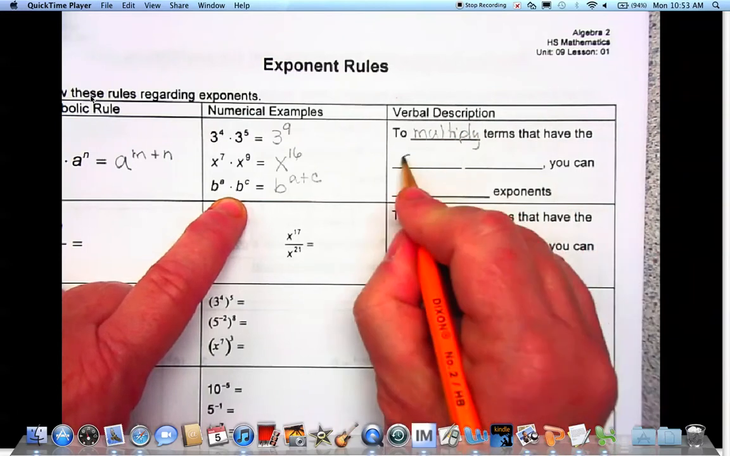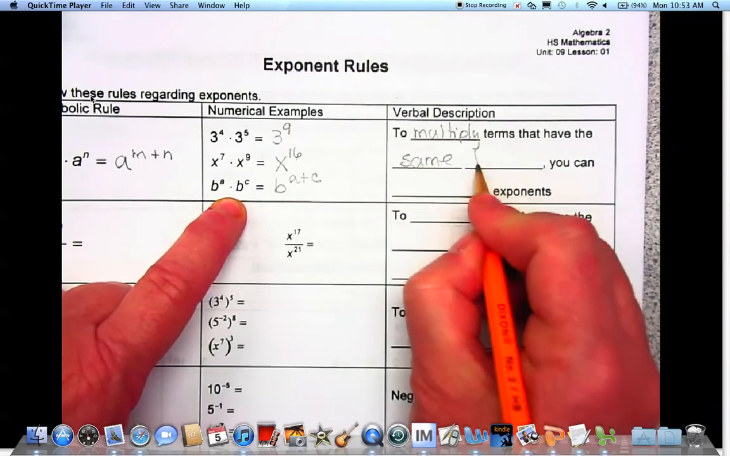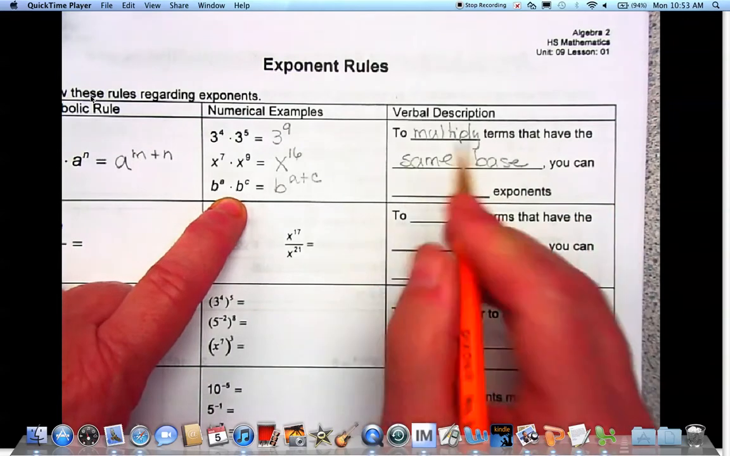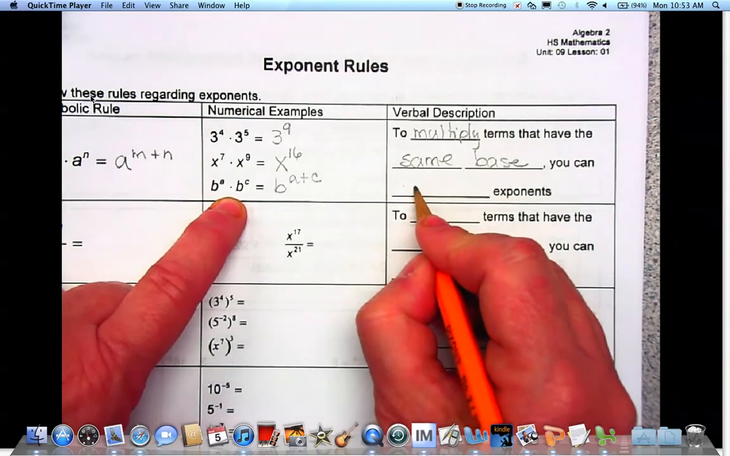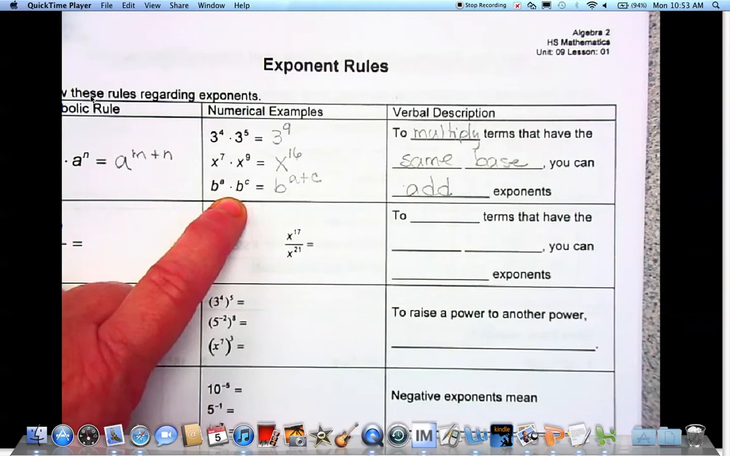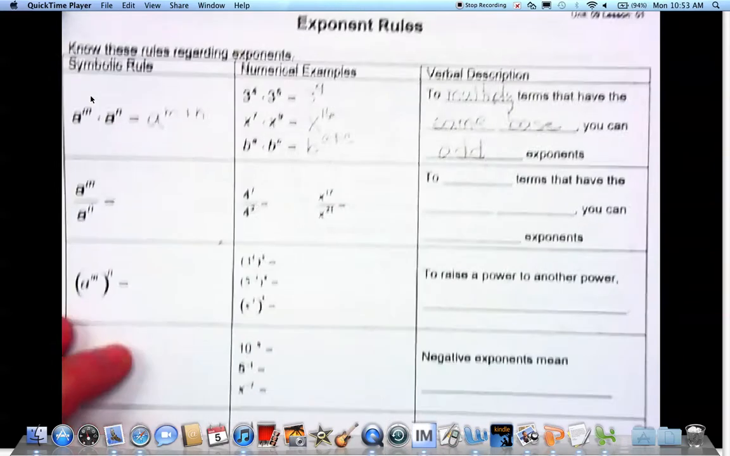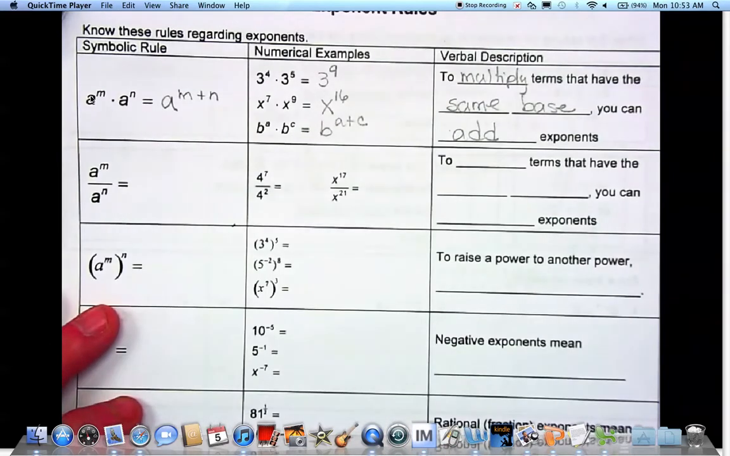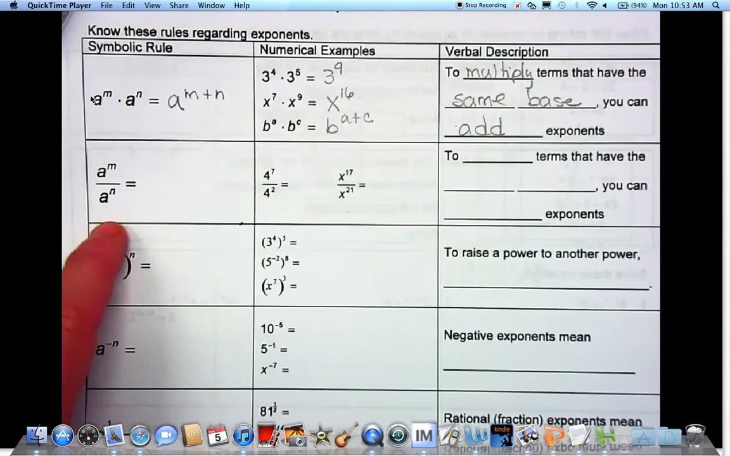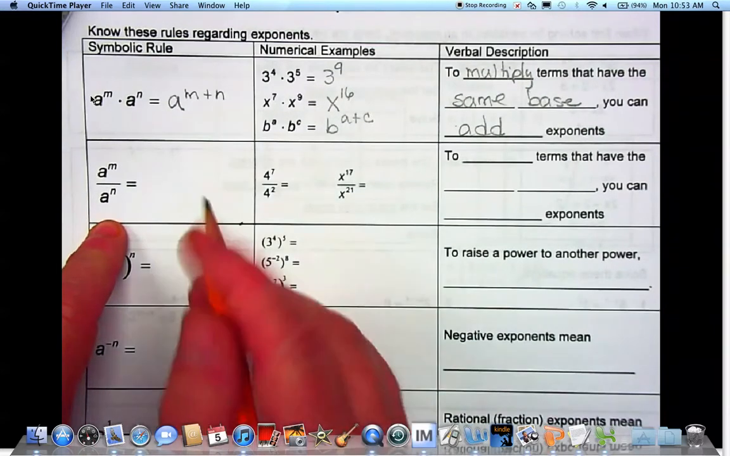Okay, so to multiply terms that have the same base, you can add exponents. Good. They have to have the same base, though, for you to be able to add them, and you have to be multiplying. Okay, how about a to the m divided by a to the n?